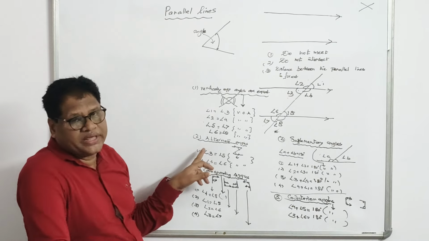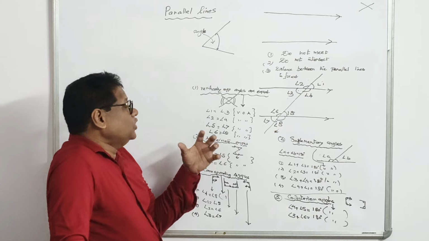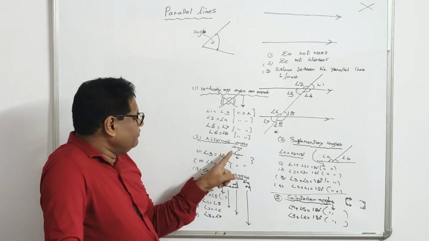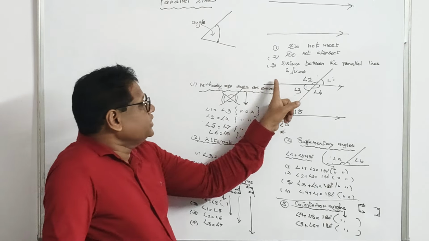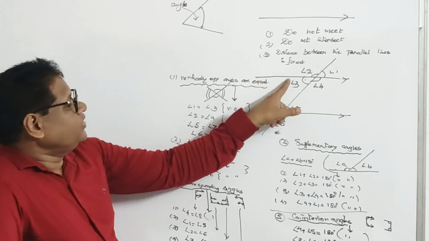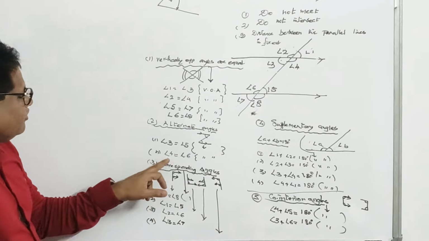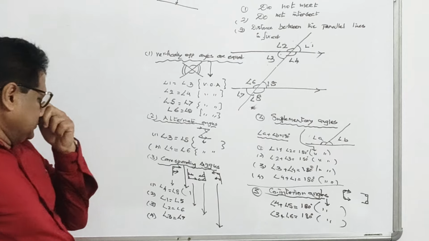Now let's come to alternate angles. To locate the alternate angles, look at the alphabet Z. If these arms are parallel, then this angle equals this angle. So this is the first pair of alternate angles, angle 3 and angle 5. Similarly, angle 4 is equal to angle 6. This is the letter Z.